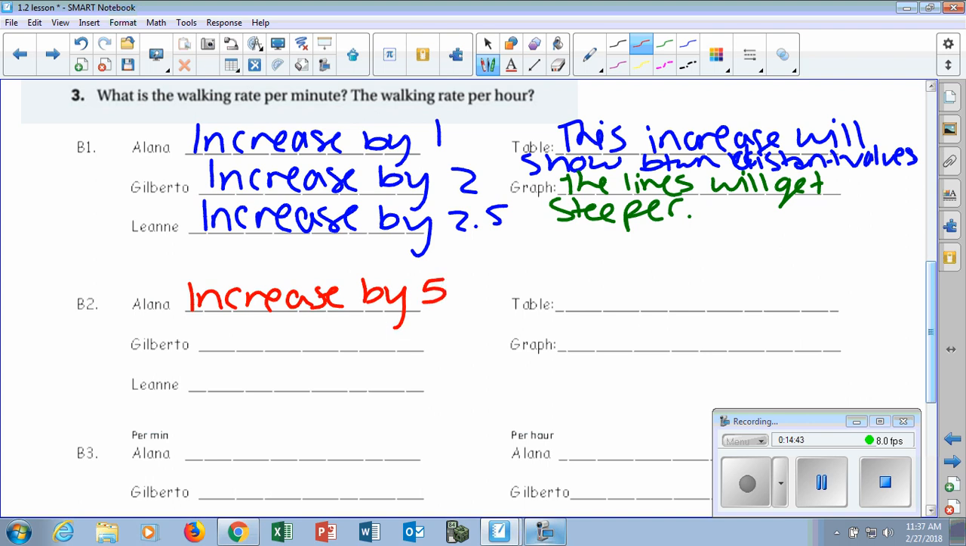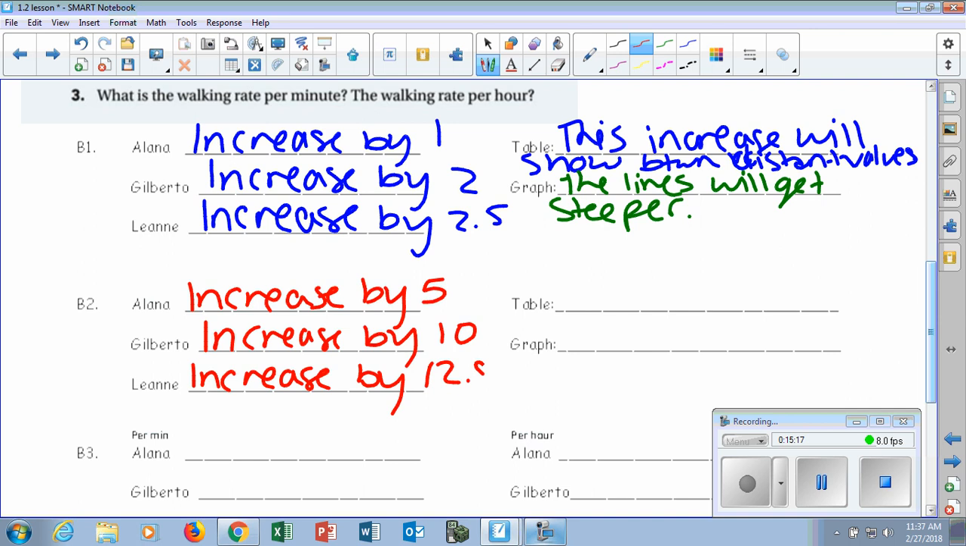And then Gilberto, since he increases by 2 in 1 second, what is he going to increase in 5 seconds? He's going to increase by 10. And then lastly for Leanne, she's going to increase by what if there's 5 seconds? Since in 1 second she's 2.5, in 5 seconds she will be 12.5.